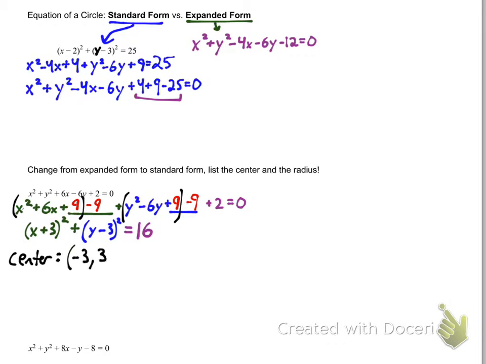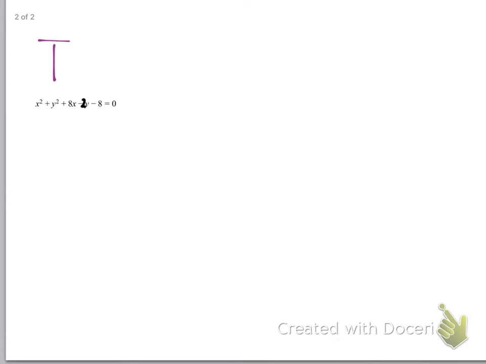So the center is negative 3, comma, positive 3, because remember, the center of circles acts like the inputs. It's the opposite of what you expect, or the opposite of what you see. And then the radius is going to be 4, because the square root of 16 is 4. So notice how I completed the square twice, once for the x's and once for the y's, and I could change expanded form into standard form. Go ahead and try that on this last one and write down the center and the radius. And I'll show you how to do it in a moment.